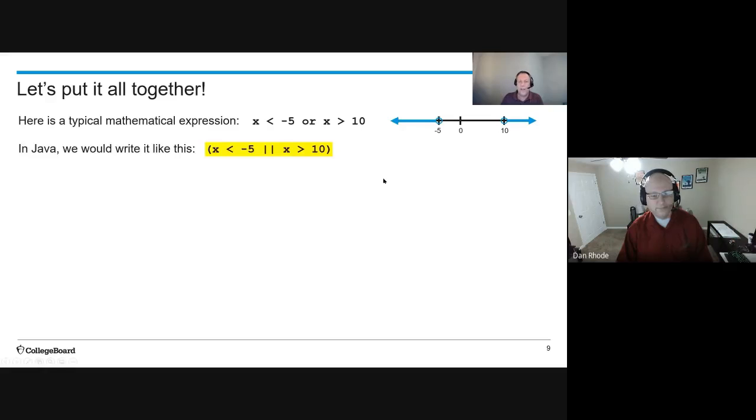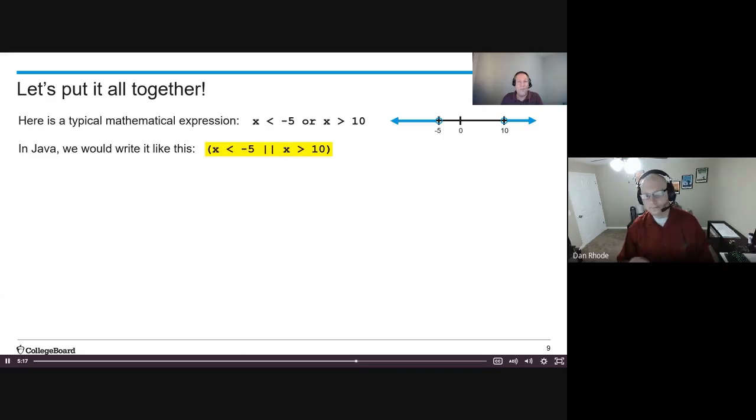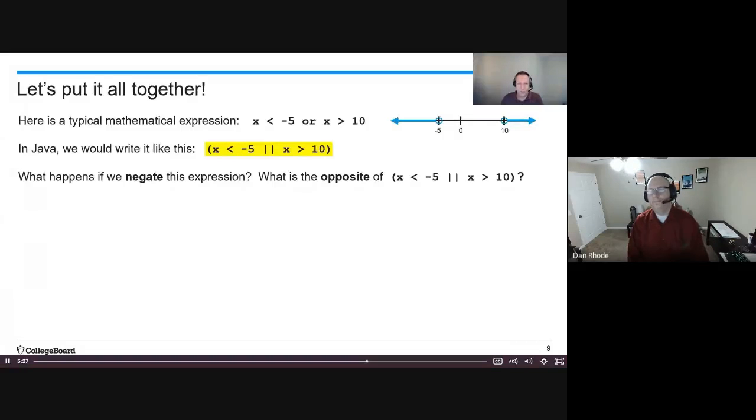And here's how we'd write that expression in Java. We would say x less than -5 or x greater than 10. It's not and, because that's to be one or the other, because it's two different parts of my number line. But what would happen if I'm looking to negate the expression? Basically, what is the opposite of x less than -5 or x greater than 10? If you look at the number line, it's this portion right here. I want all of the stuff inside the 2 blue arrows that I currently have. How do I do that?